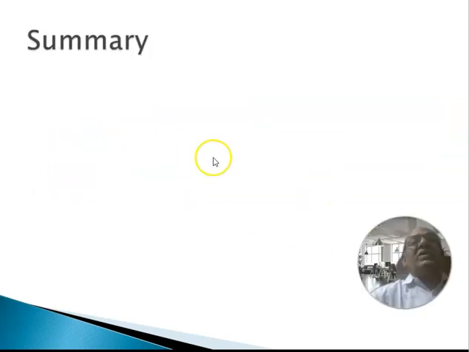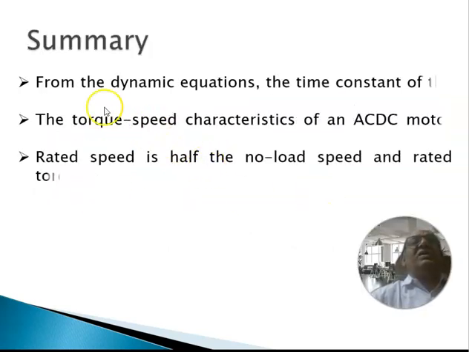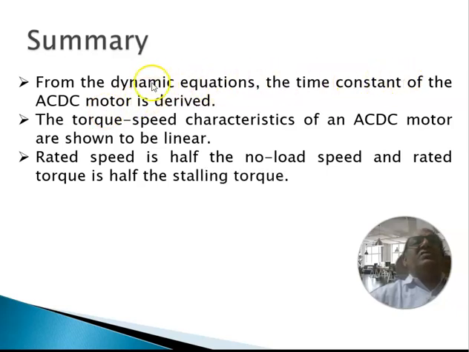We'll stop here and summarize what we have seen. Time constant of the armature controlled DC servo motor is derived. We later derive the time constant for the field controlled DC servo motor, and we see that the armature controlled DC servo motor settles faster. The torque speed characteristics are shown to be linear, and we saw that rated speed is half the no load speed and rated torque is half the stalling torque.